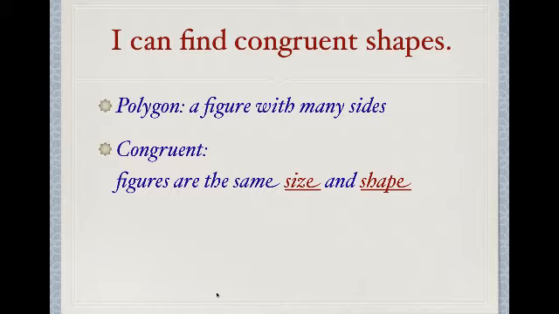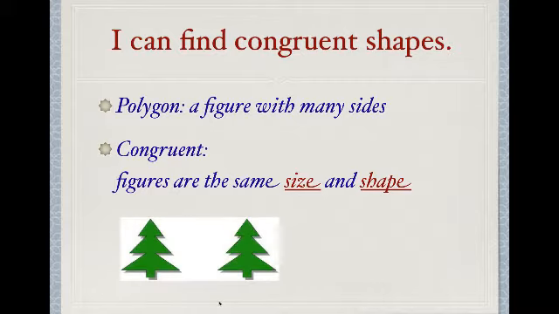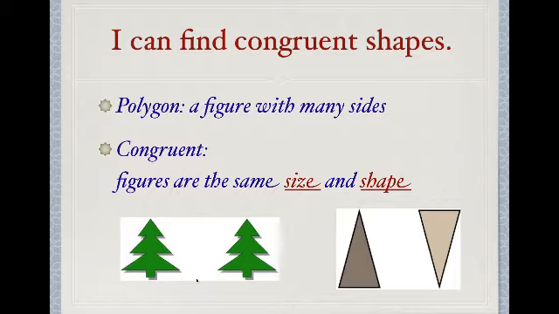And then our big idea is, what does congruent mean? Well, it's figures that are the same size and shape. And, not or. Yes. And, same size and the same shape. Yes. So here's just a couple visuals to help you out. These are examples of polygons, and they're examples of congruent polygons or shapes.